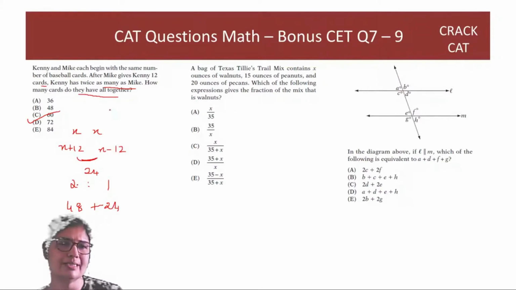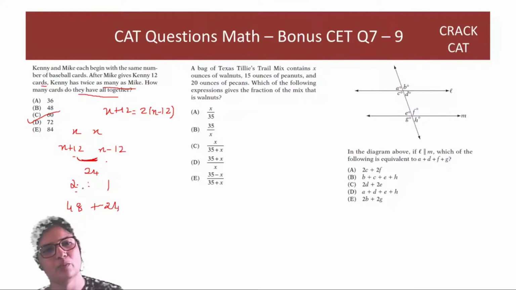You could also do this like this, that x plus 12 is double of x minus 12. But here it is plus 12 and here it is minus 12, so the gap is 24, and in the 2:1 ratio the gap is 1, so the multiplier is 24.